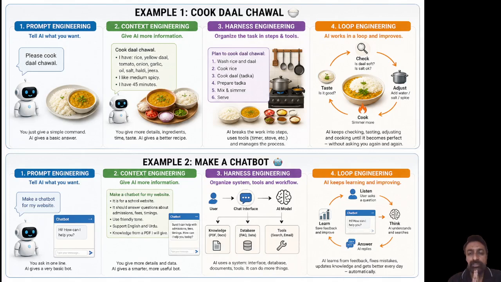Loop engineering will also check if we need more water in the rice or more water in the dal to make it properly boiled. So loop engineering is something that's going to keep on checking and make the decision and make the additions or take away any process or any step if it's needed.